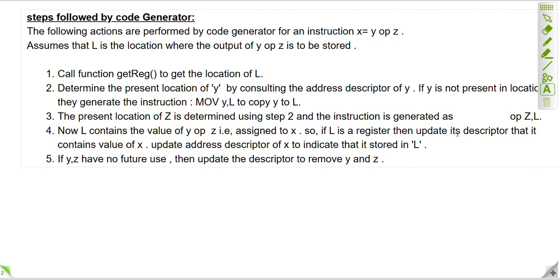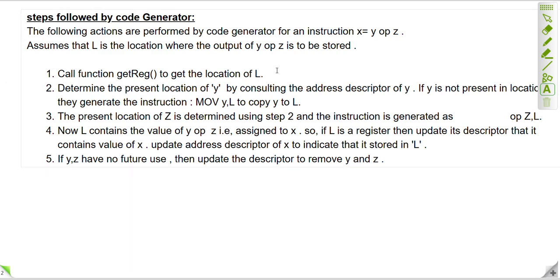If L is a register, then update its descriptor to say that it contains the value of X. Update the address descriptor of X to indicate that it is stored in the location L. And the last step: if Y and Z have no future use, then update the descriptors to remove Y and Z. So these are the steps followed by the code generator.